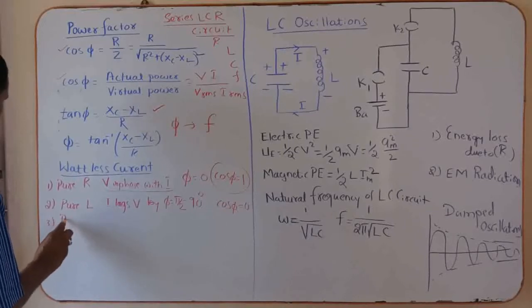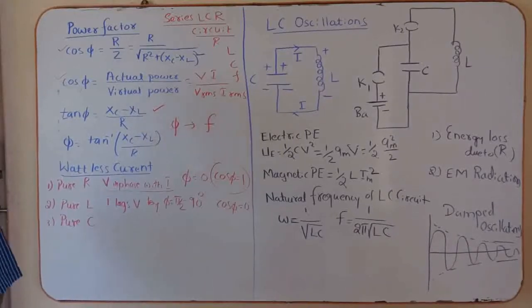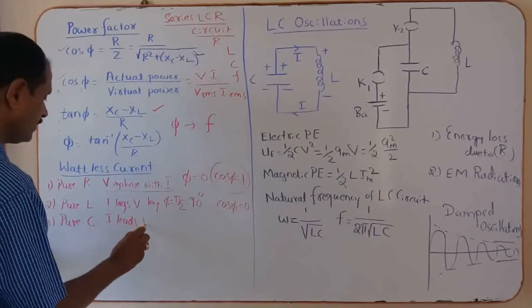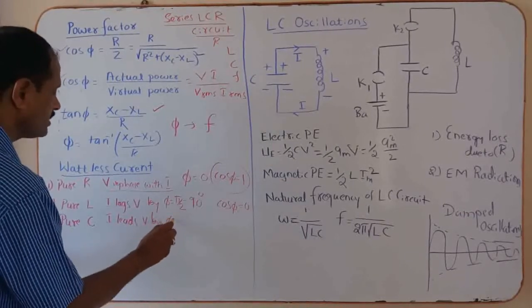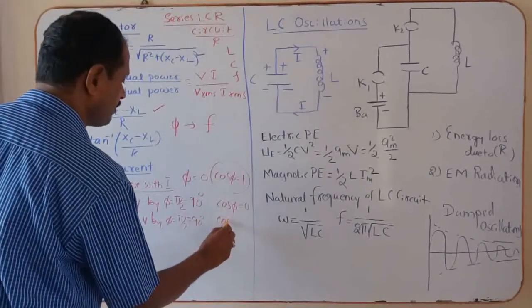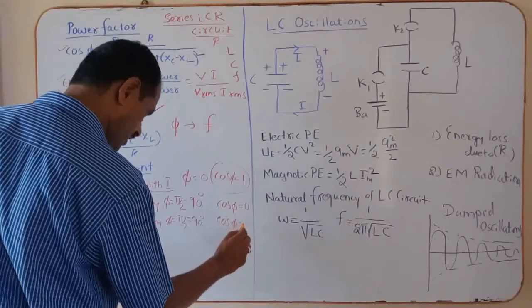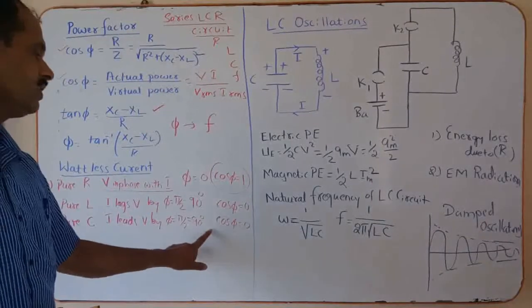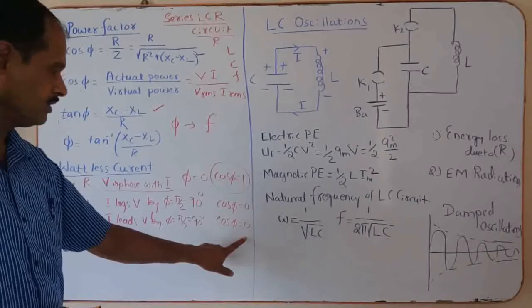Third one: the pure capacitive circuit. In a capacitor, what happens? I leads V by phi equal to pi by 2, equal to 90 degrees. Again the power factor is equal to 0. Why? Because cos 90 is 0.